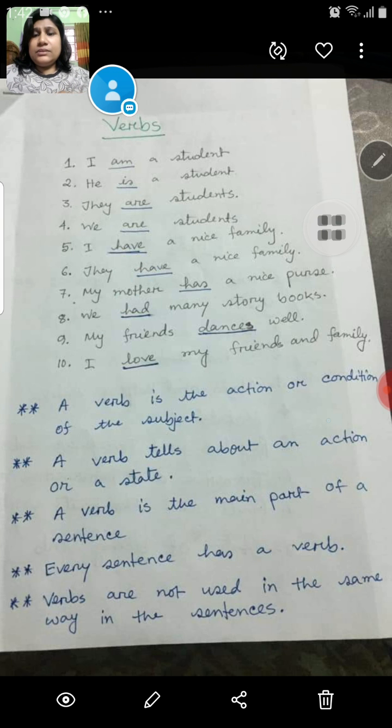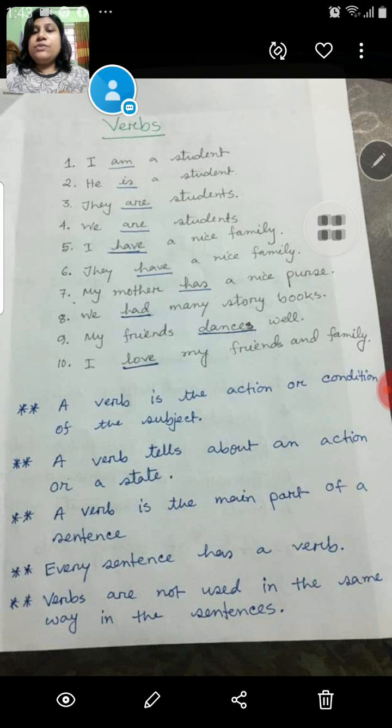Okay, then in number 7 you can see my mother has a nice purse. So here my mother is a third person singular number, that's why you have to use has. Okay, and has is a present tense and have is also a present tense. This is called be verbs. Okay, then you can see we had many story books. So had is also a be verb, but it is in past tense.